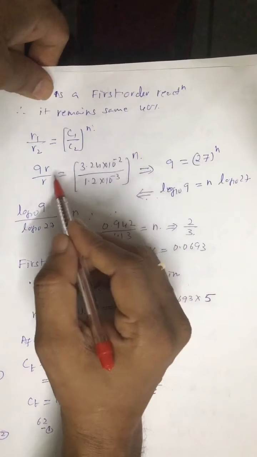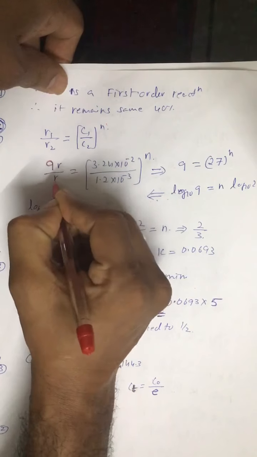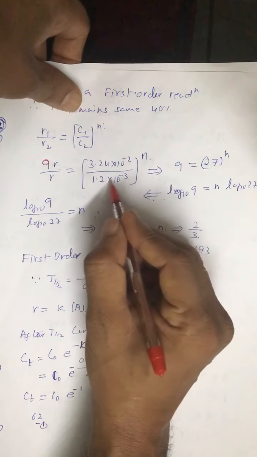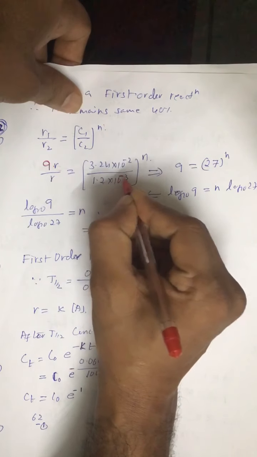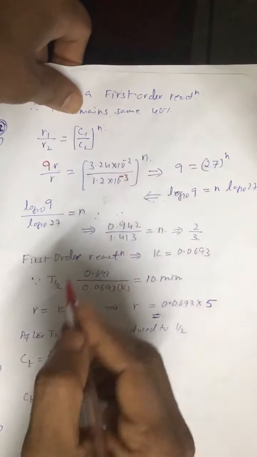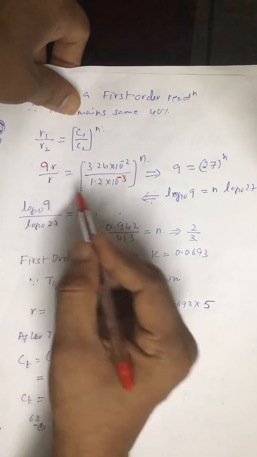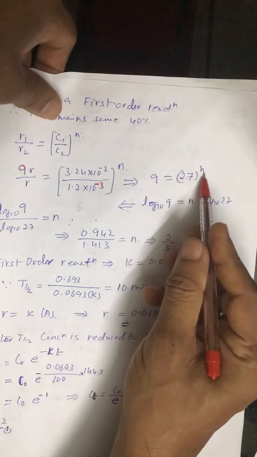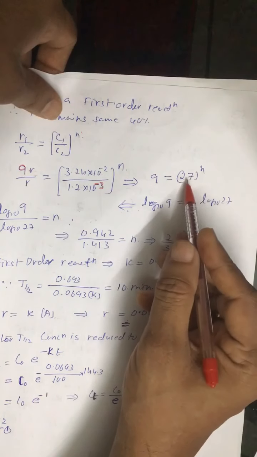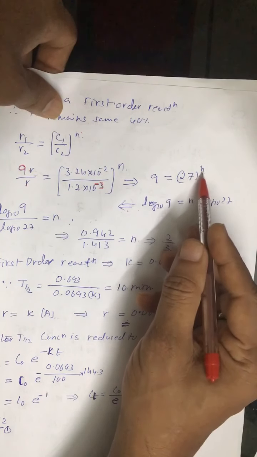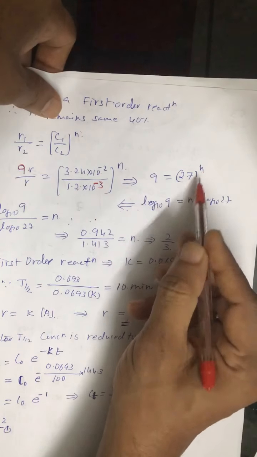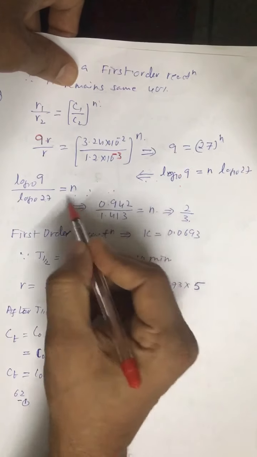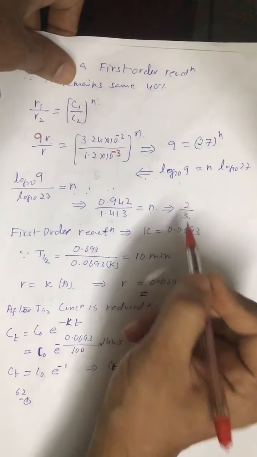It is 9R. Means if the initial rate is R, the final rate is 9R when the concentration is raised from 1.2 into 10 raised to power minus 3 to 3.24 into 10 raised to power minus 2. So we can say 9 equal to 27 to the power n. From here, either you can find n mathematically, or you can take log: log of 9 equals n log of 27, or log 9 upon log 27 equals n. If you solve this, you get n equal to 2 by 3.